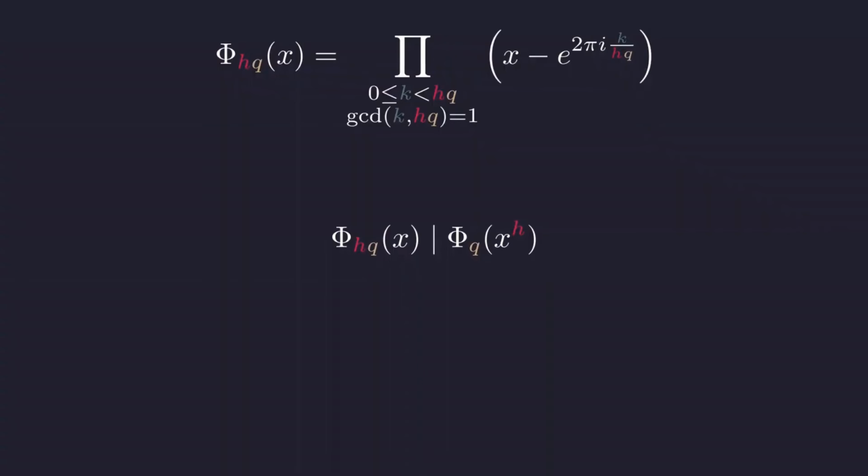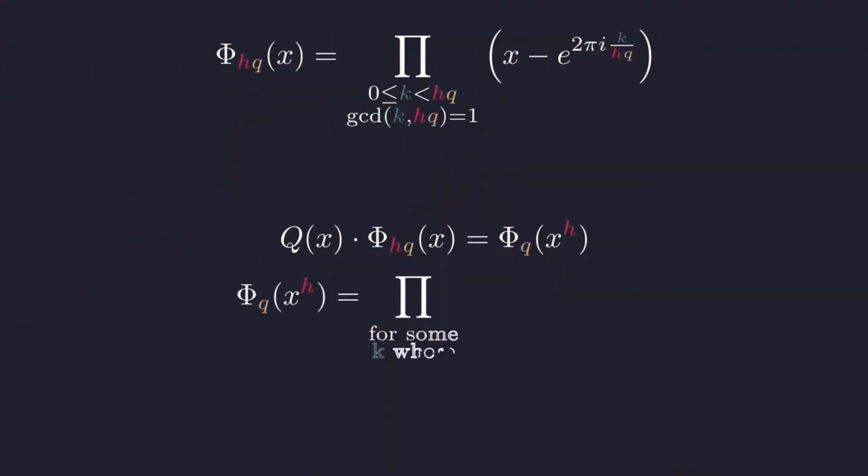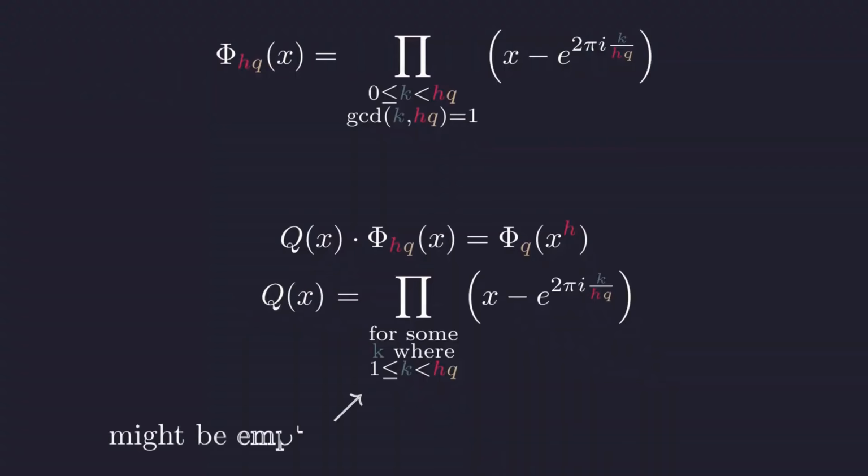In other words, there is some complex polynomial Q of x such that Q of x times phi sub hq of x equals phi sub q of x to the h. Note that since phi sub q of x to the h is a product of some terms x minus e to the 2 pi i k over hq, Q of x must also be of this form, and that this product may be empty.